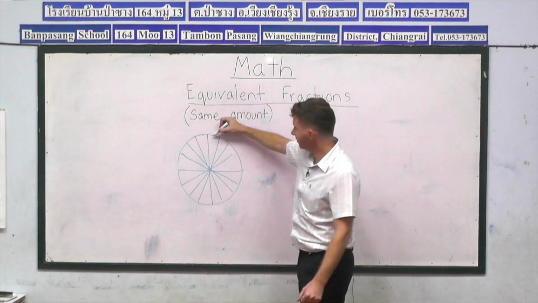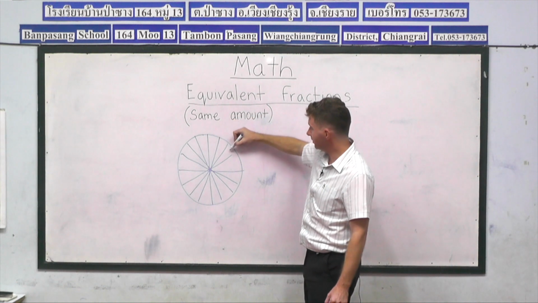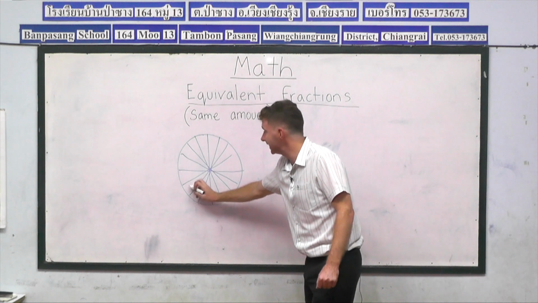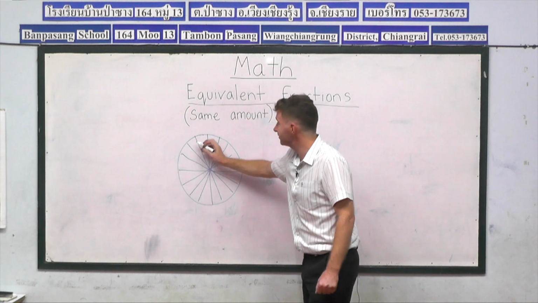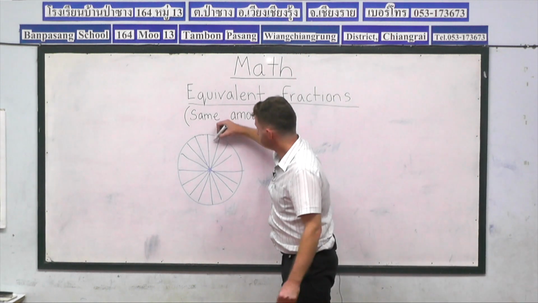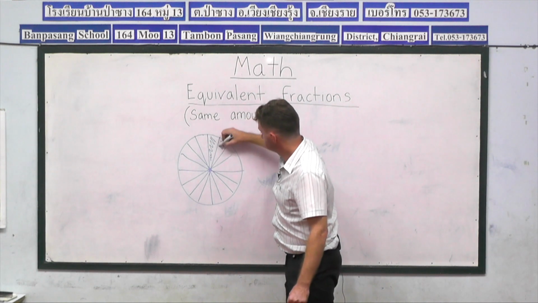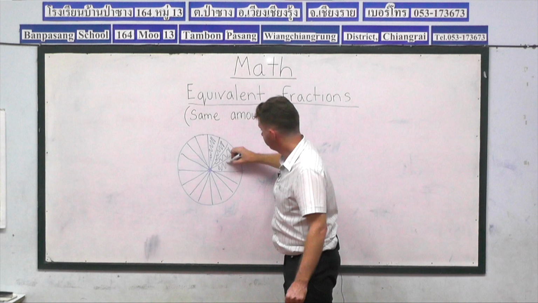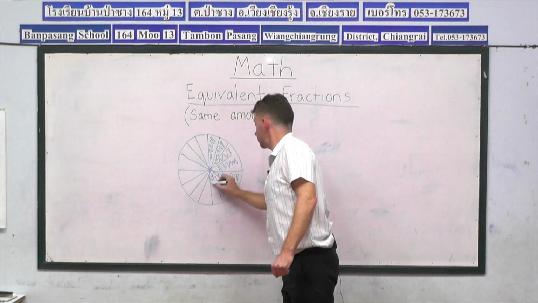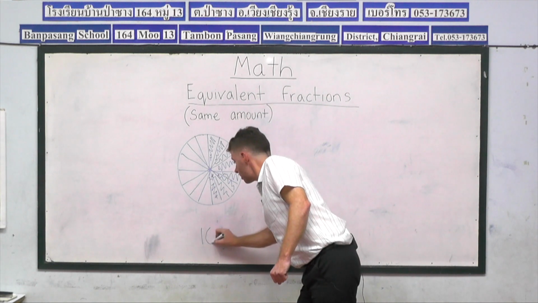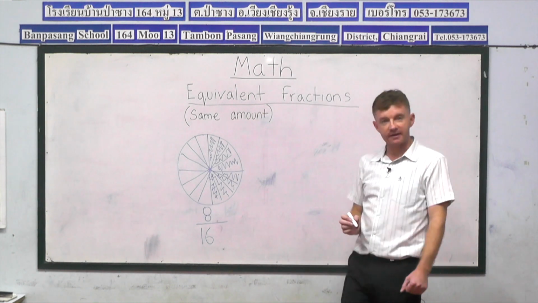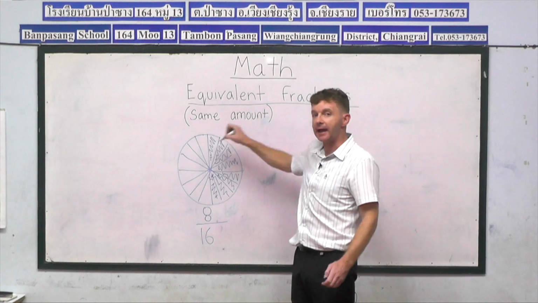So let's see, how many parts do we have now? 1, 2, 3, 4, 5, 6, 7, 8, 9, 10, 11, 12, 13, 14, 15, 16. 16. Okay. Eight. So we've got 16 parts. 8 over 16, you see? 16 parts, but 8 colours in blue.